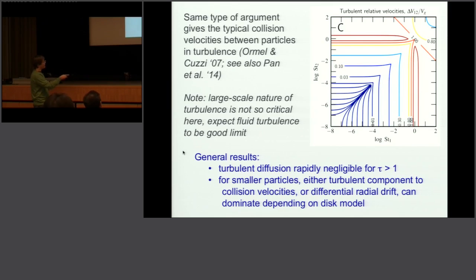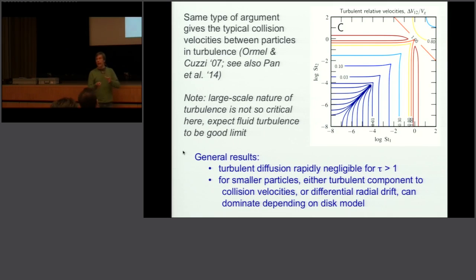This is log of the stopping time of one of the particles versus log of the stopping time of the other one. So this is effectively particle size measured in terms of stopping times. And then these are contour plots showing what collision velocity you expect for all different pairs of different particle collisions. Okay? So there's two things to say about this.